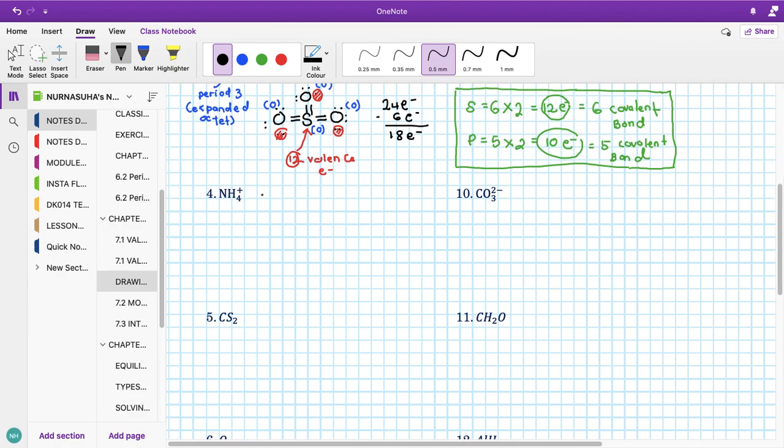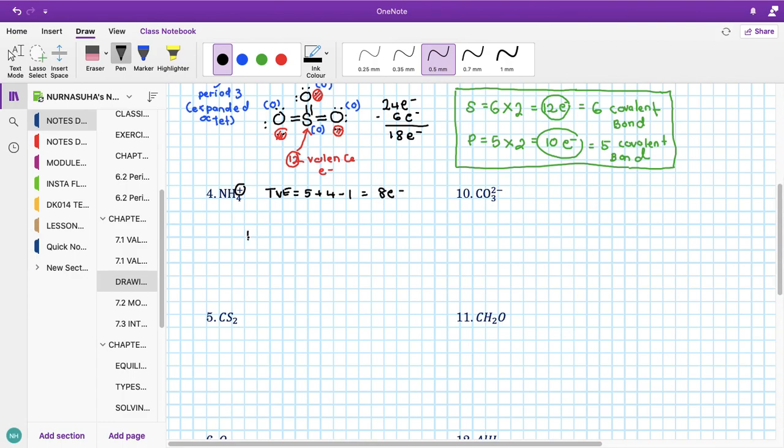Okay, now we haven't discussed for molecular ion. So let's discuss this one. So total valence electron, ammonia is 5. Plus hydrogen ada 4 kat situ. However, there's a positive charge over here. So if positive, we have to minus by 1. Okay, positive minus 1. So total electron is 8 electron.